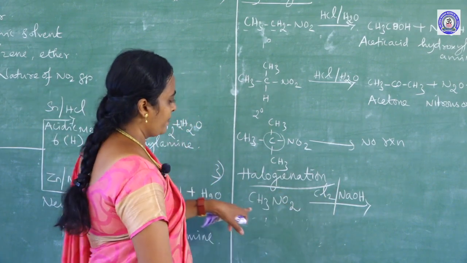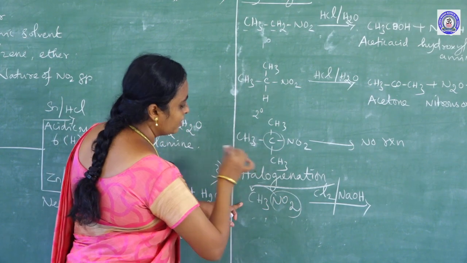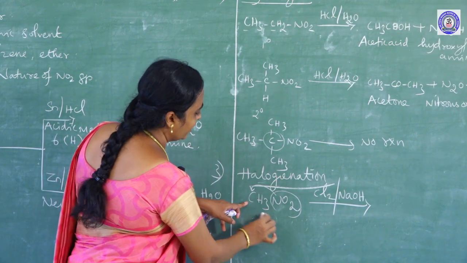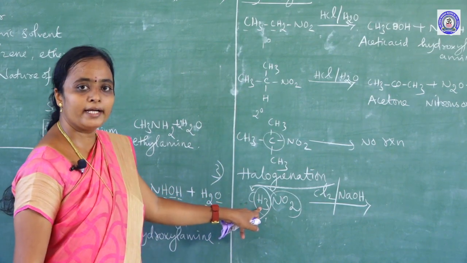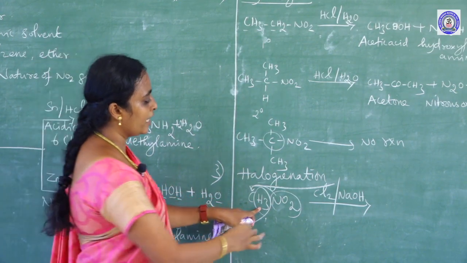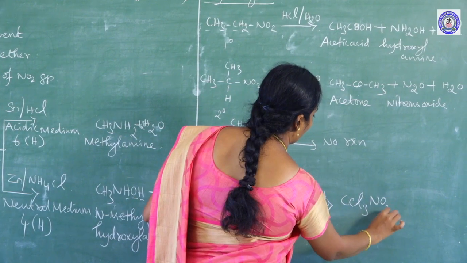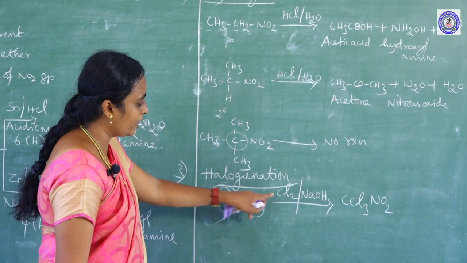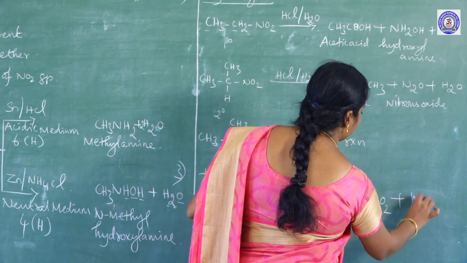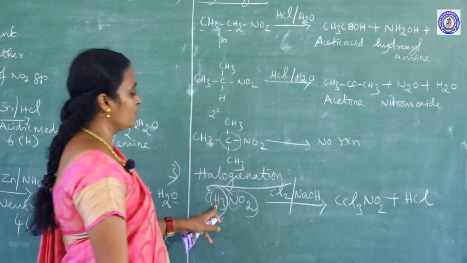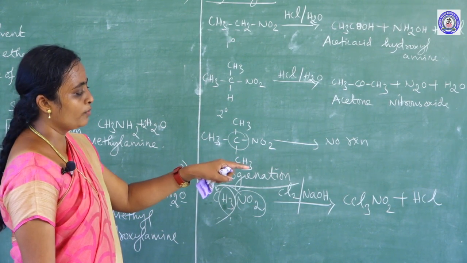Now, what happened? Here, what is alpha hydrogen? We know, that is the functional group attached to a carbon. If that carbon contains a hydrogen, that is named an alpha hydrogen. So, here how many hydrogen atoms does it have? 3 hydrogen atoms. All those 3 hydrogen atoms are replaced by chlorine, and you will get CCl3NO2, because I have replaced all the hydrogens by chlorine. Now, what happened to the hydrogen? That is eliminated as HCl. So, CCl3NO2 is formed with the side product HCl.